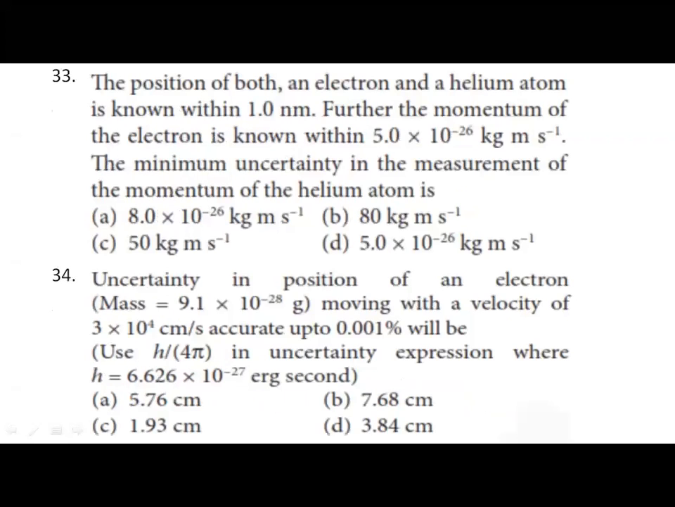Okay. Next question. The position of both an electron and a helium atom is known within 1 nanometer. See, electron and helium atom is known within 1 nanometer. Further, the momentum of the electron is known within 5 into 10 raised to minus 26 kg meter per second. The minimum uncertainty in the measurement of momentum of helium atom. See, electron and helium atom they have considered.